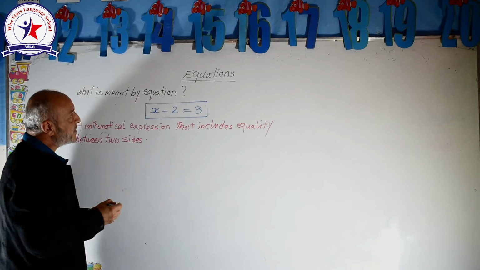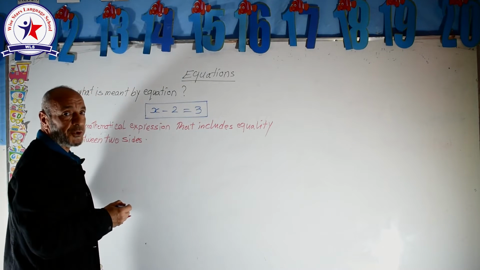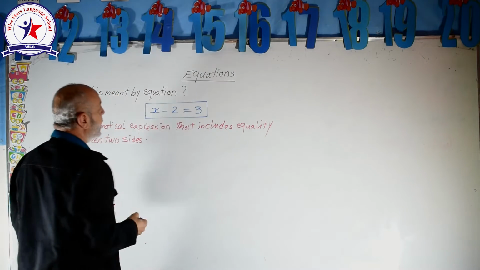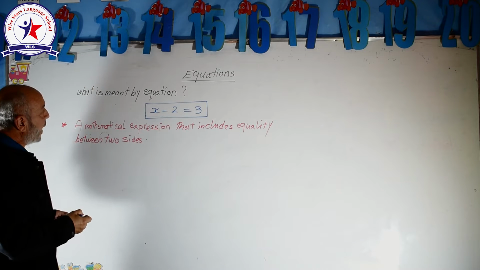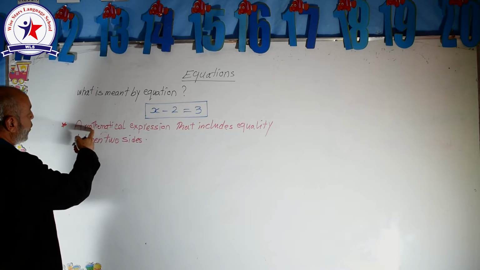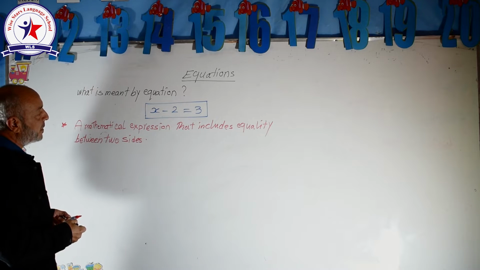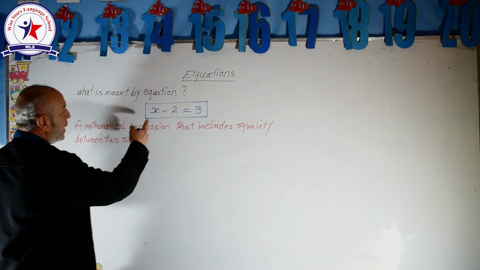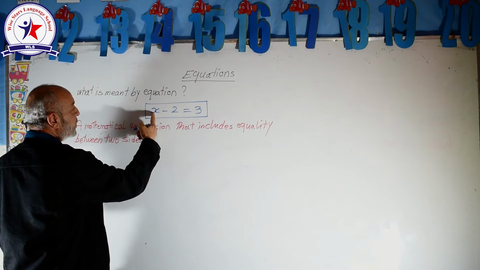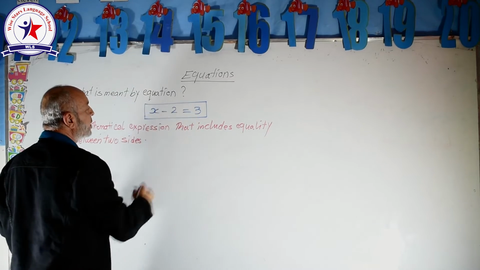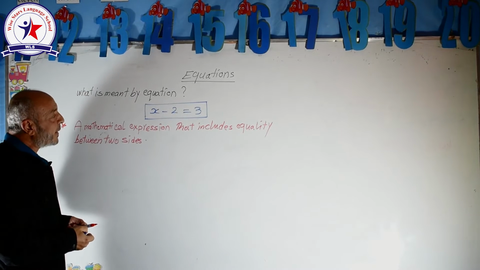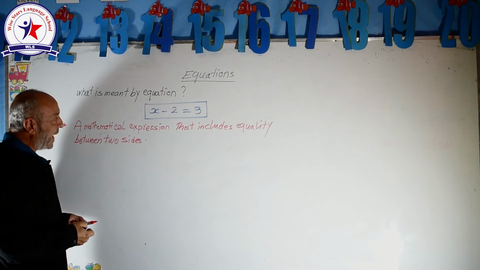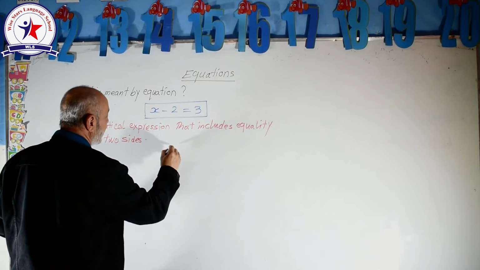Today we have a very easy lesson for Junior 6. It's equations. First of all, we have to know what is meant by an equation. An equation, that is written on the board, is a mathematical expression that includes equality between two sides. Here is a simple example: x minus 2 equals 3. How can we deal with this problem? Otherwise, how can we figure out the value of x? We have two ways.